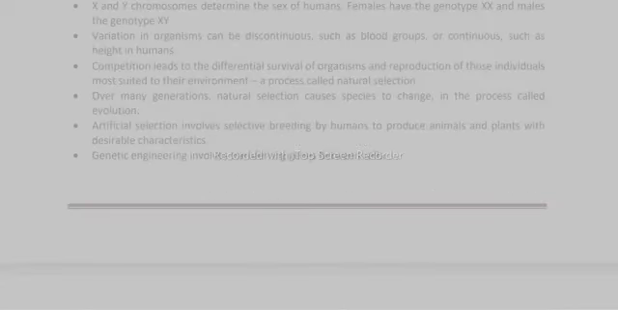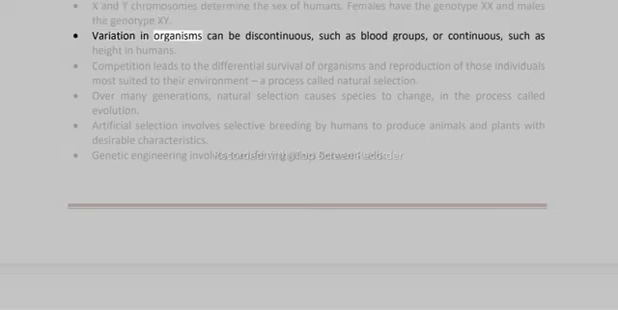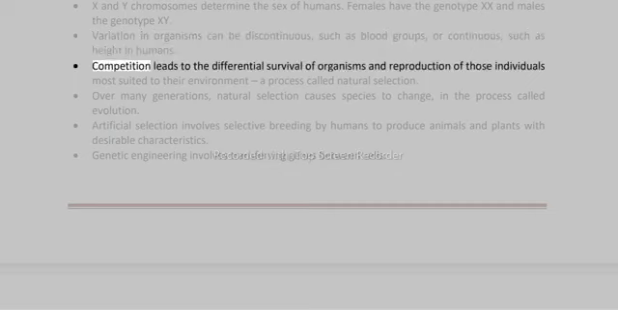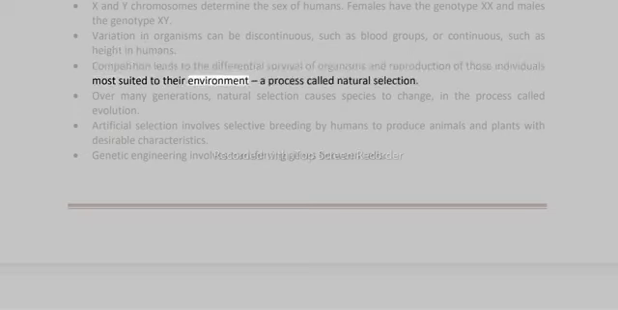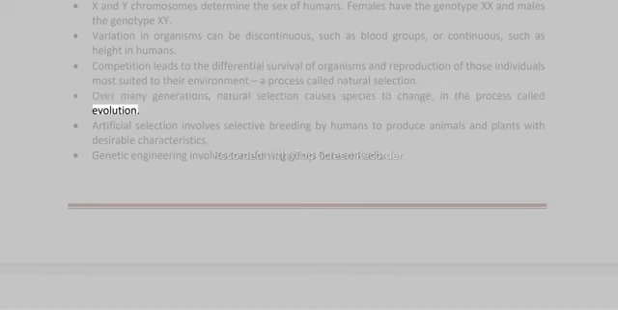X and Y chromosomes determine the sex of humans. Females have the genotype XX and males the genotype XY. Variation in organisms can be discontinuous, such as blood groups, or continuous, such as height in humans. Competition leads to the differential survival of organisms and reproduction of those individuals most suited to their environment, a process called natural selection. Over many generations, natural selection causes species to change, in the process called evolution.